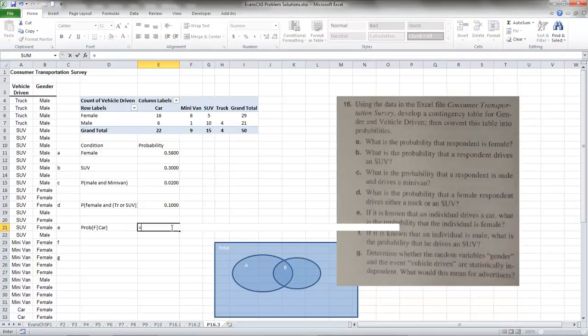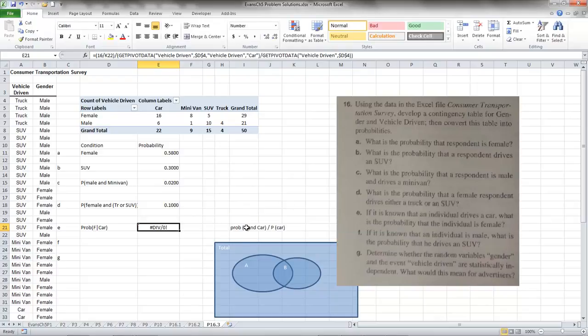I'm going to do this again, so it's just equal to the probability of female and car. So we need the probability of a female and a car over the probability of a car. That's the definition of conditional probability.